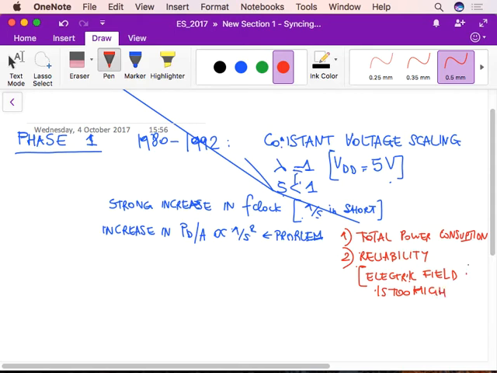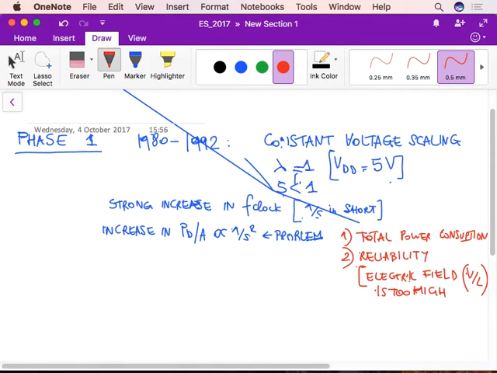The electric field is proportional to the voltage over the length, and therefore if you keep the voltage constant and you decrease the length, the electric field goes very high. During this period, the length of the channel went from something like 10 micron to 0.25 micron. So there was a decrease in the length of a factor of 40. This S was equal to 1 over 40. So you can imagine the increase in power consumption.